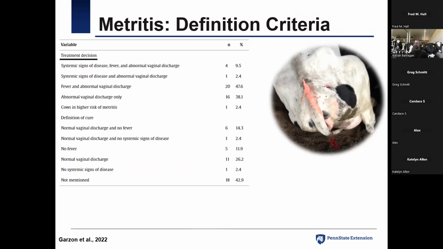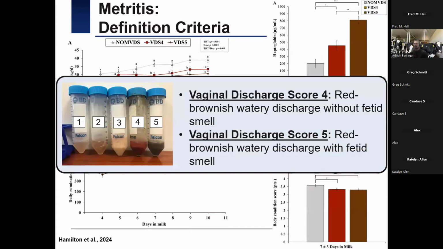Okay. All right. So we did a study that we published this year, where we basically have two scores that we thought were pathological, abnormal. Vaginal discharge score 4 was red brownish, watery. So we have 2 out of the 3 that I told you, but it did not smell putrid, without a fetid smell. Okay. And then we had the vaginal discharge score 5, which was red brownish, watery, and fetid. So that's the one that aligned to this latest study that I showed you.